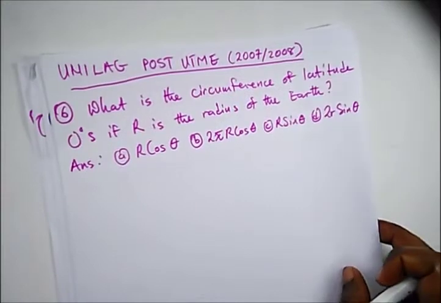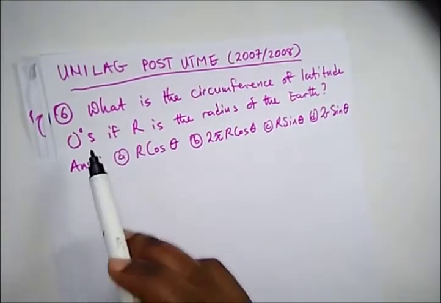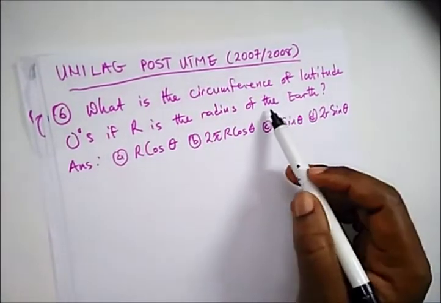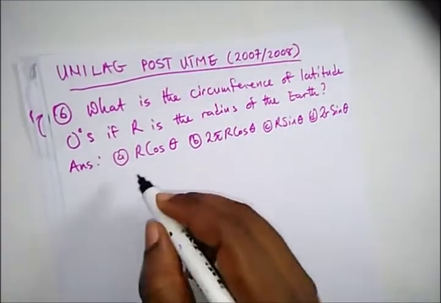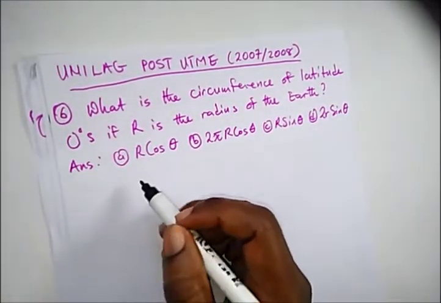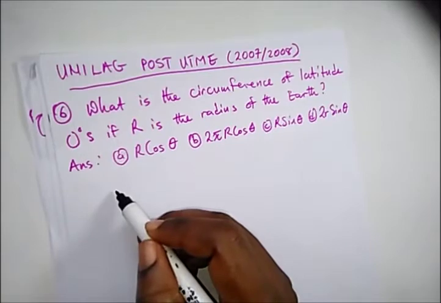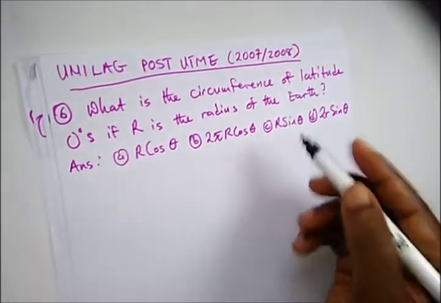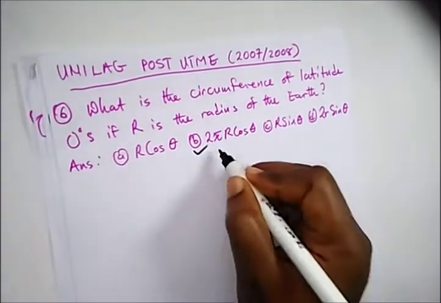Another question here says, what is the circumference of latitude 0 degrees south if r is the radius of the earth? You should just know this. This is latitude and longitude. So our answer is just simply this. Okay, B.